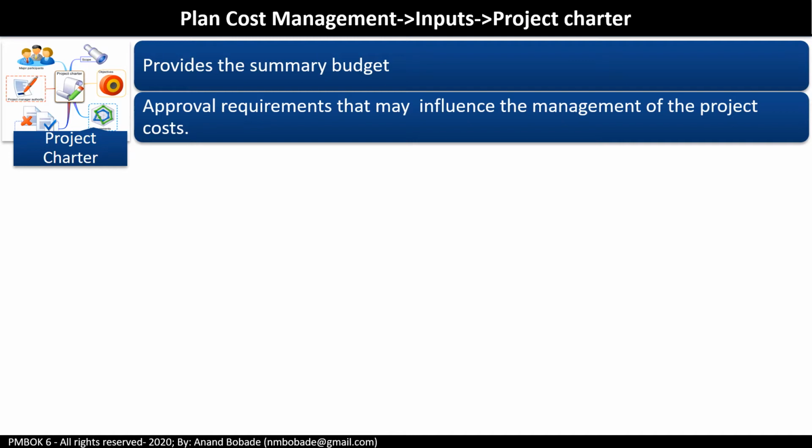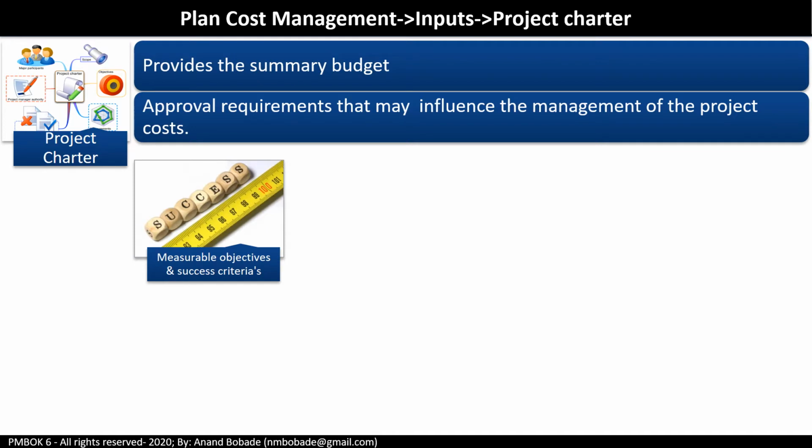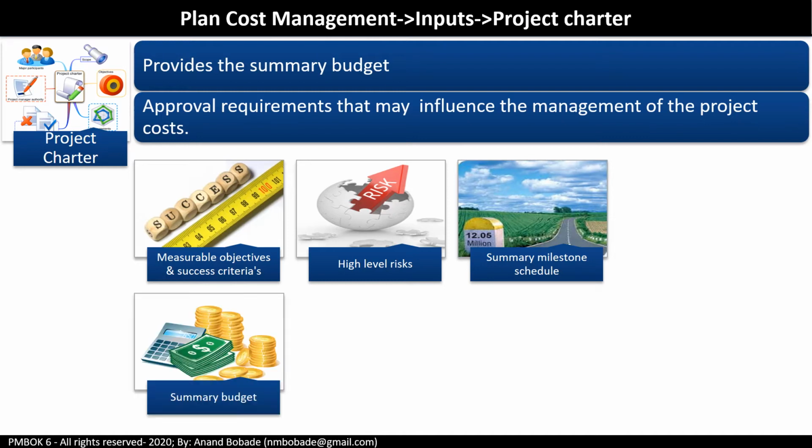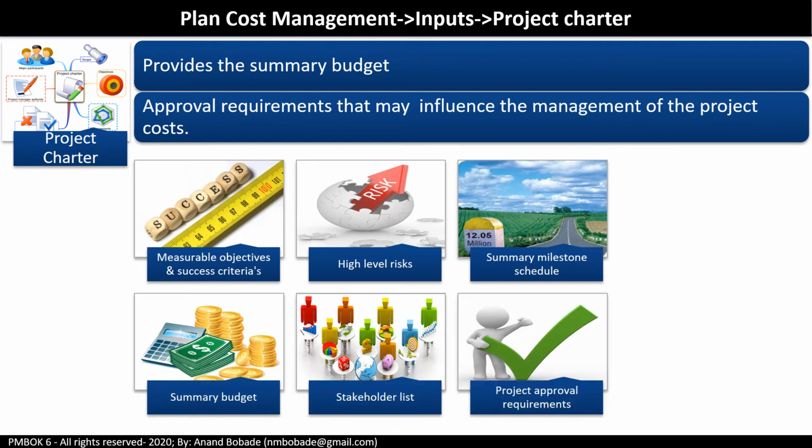The information from project charter that can be critical for cost planning are measurable objective and success criteria, high-level risk, summary milestone schedule, summary budget, stakeholder list, and project approval requirement. For example, if you have a risk which is very critical and the probability of that risk is very high, then you may need to have a contingency reserve to deal with this particular risk. It means your overall cost of project, the estimation of a project cost will be increased.